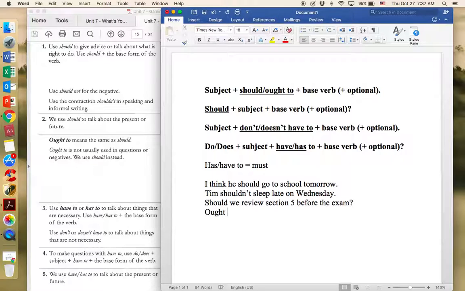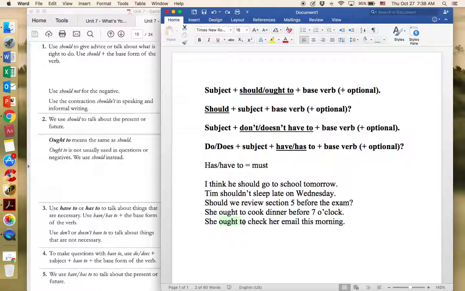Again, we don't say ought, we review. Ought is not used for questions. Okay? We're using ought only for statements and only in the affirmative, only in the positive. So we could say, she ought to cook dinner before 7 o'clock. Right? She ought to check her email this morning. Right? These are synonyms. We can use ought to or should interchangeably, either way.